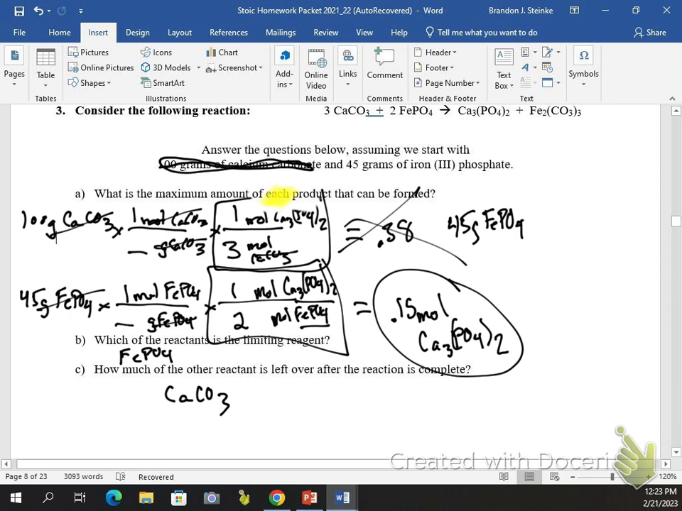Listen, you need to do the dimensional analysis. How much of my other product can be made from 45 grams of iron phosphate? Why do I only need to use iron phosphate now? Because that's my limiting reactant. That will be cut off before my calcium carbonate is used up. So do you have to start from scratch? No. But do you still have to do some dimensional analysis to find your other product? Yes.